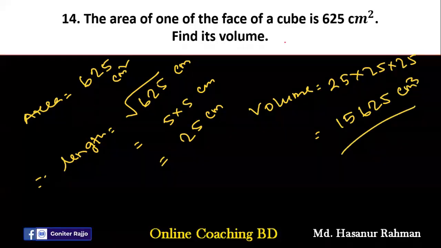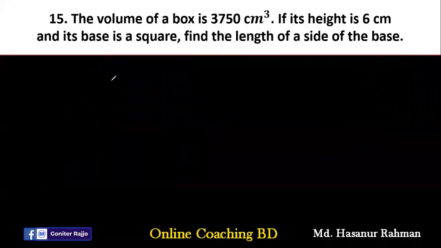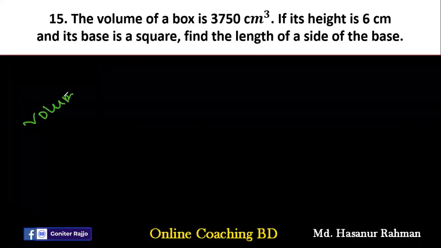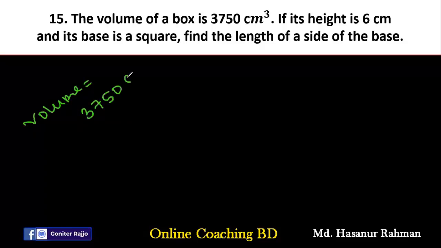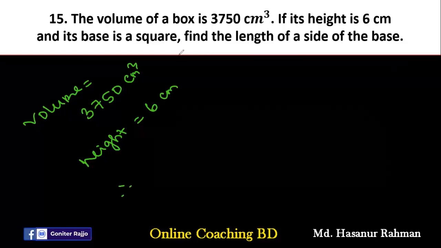Now our last problem, number 15. Number 15 says the volume of a box is 3750 centimeter cube. So volume is given. Volume is equal to 3750 cubic centimeter. And if its height is 6 centimeter, and its base is square, find the length of a side of the base. So how can we solve? Since its base is square, we have to find out the area.